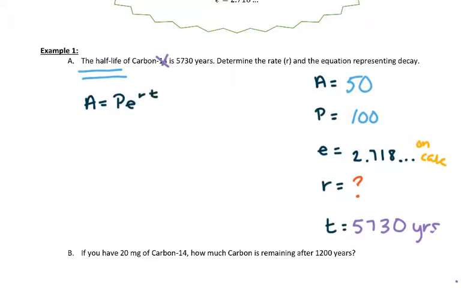And we're going to fill in everything that we know here. So we have 50 is equal to 100. E we know, but we're not going to write it in because our calculator is going to know it. We don't know what R is, and our time is 5730. All right. So first thing that we're going to do is we have to get this by itself because this is the variable that we're solving for, that R.